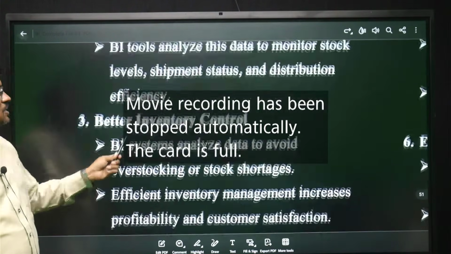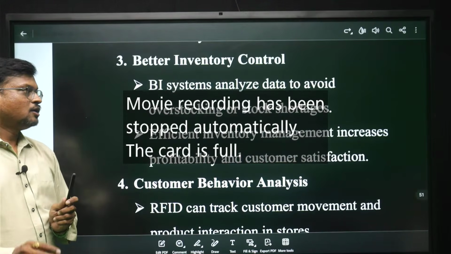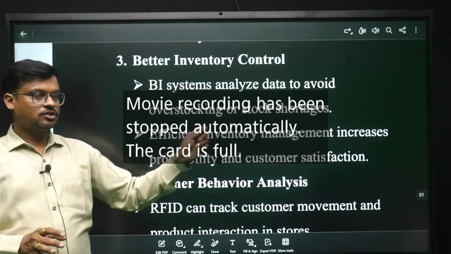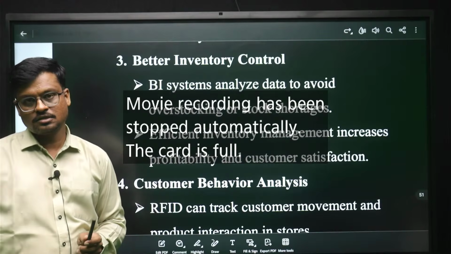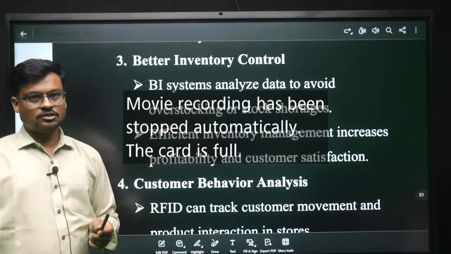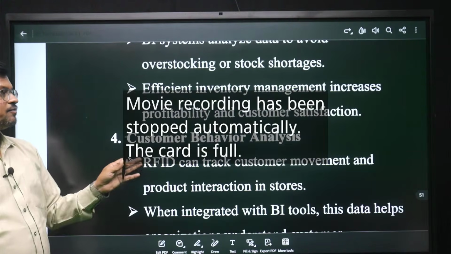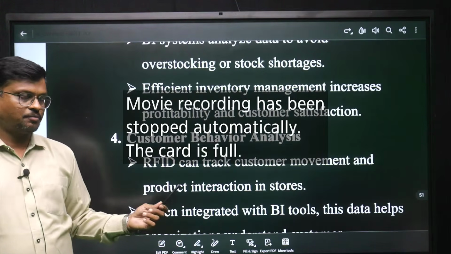Third one is better inventory control. BI systems analyze this data to avoid overstocking or stock shortages. In both ways, this is able to analyze. You will have a better view about overstocking or about the stock shortages. Efficient inventory management increases the profitability and the customer satisfaction, obviously.